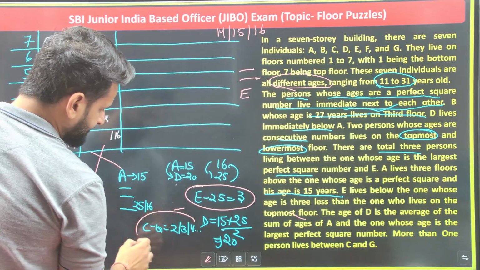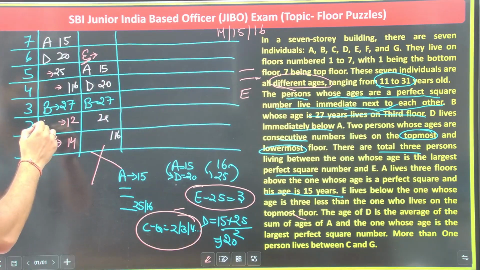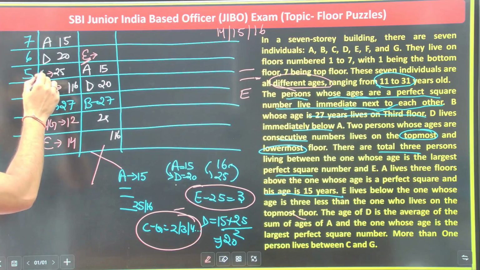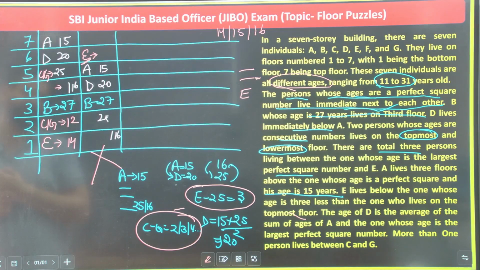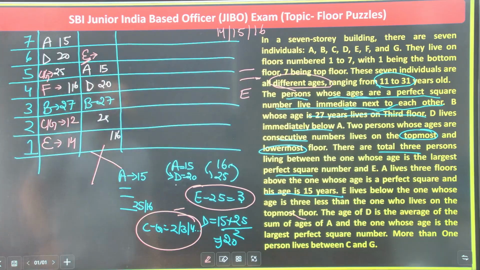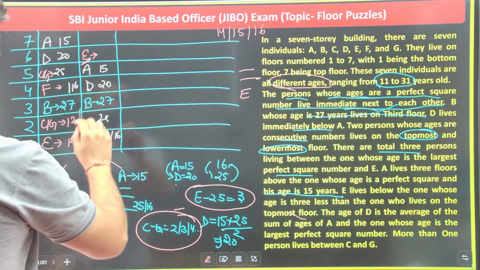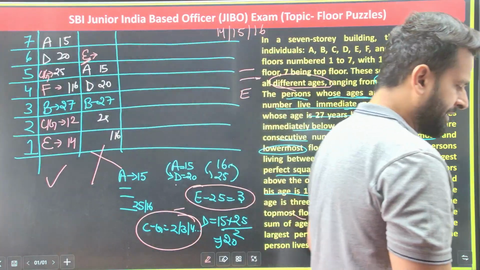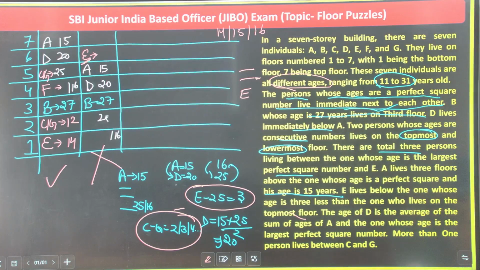More than 1 person, a minimum of 2 persons between C and G. This is C and G, 1, 2. This is C and G. The remaining one will be F. Right, so this is your solution, and yes, there will be a possibility between C and G. Right.